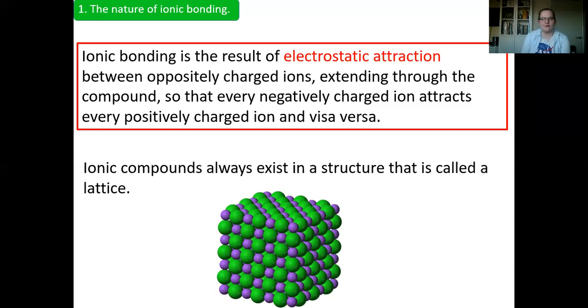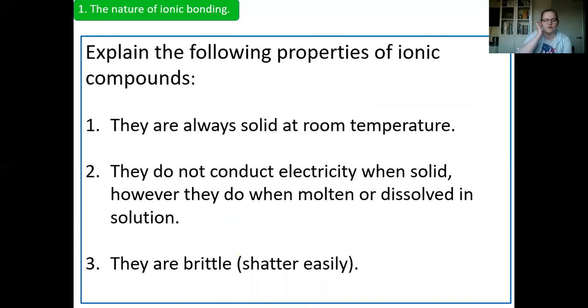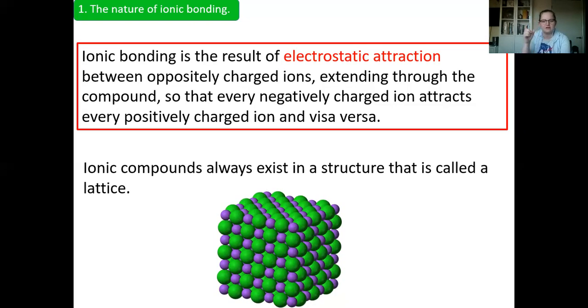You'll have heard of lattices before. You get giant ionic lattices, you also get giant covalent lattices, but we're going to look at giant ionic lattices first. Giant ionic lattices are made up of repeating units of identical structures. So as you can see on here, we've got repeating units of positive ion, negative ion, positive ion, negative ion. The different ionic compounds have very, very different lattices, which is really important to remember.